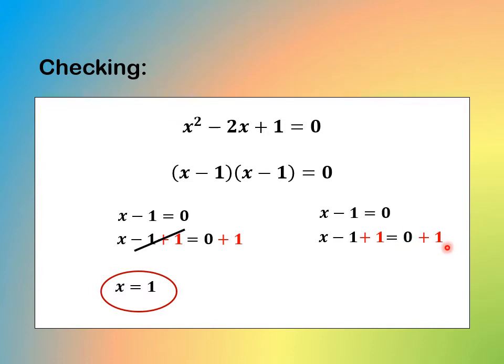Yun ang ibig sabihin natin ng APE or addition property of equality. So, negative 1 plus 1, magkaiba ng sign yan. Okay, in adding different signs. Okay, so we need to subtract. So, 1 minus 1, magiging 0 na siya. So, x is equal to 0 plus 1, that is equal to positive 1.